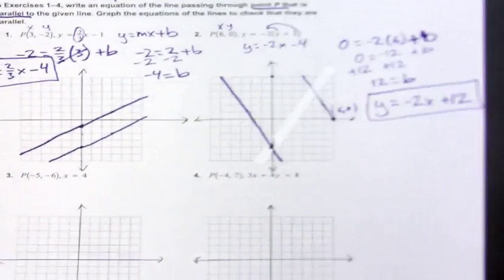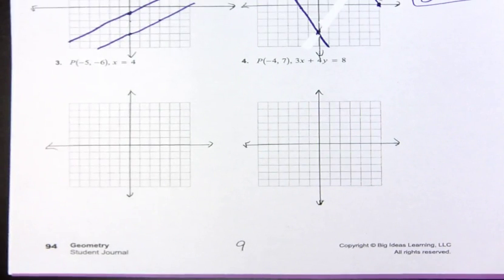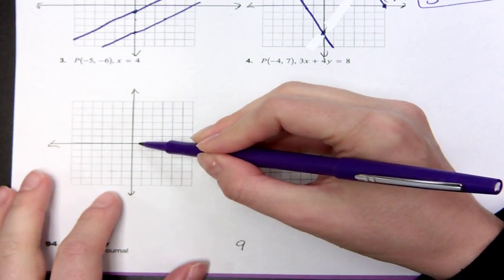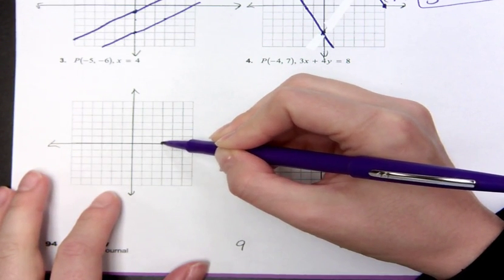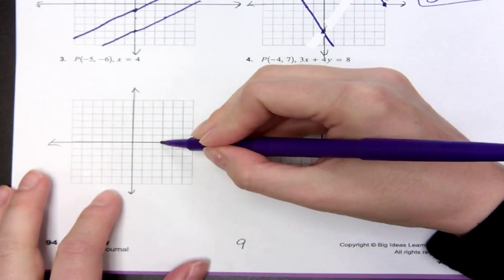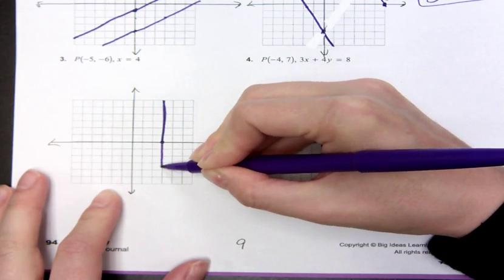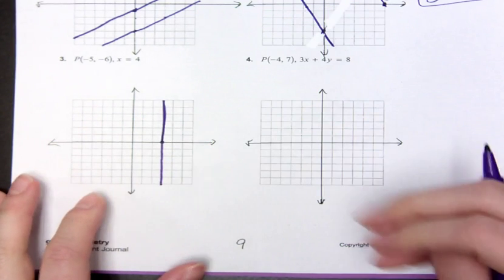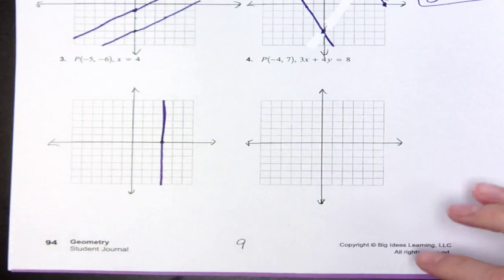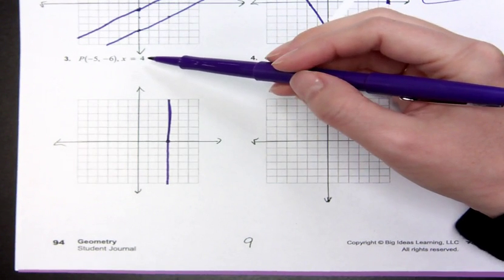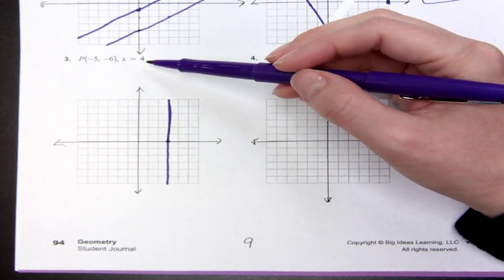Okay, so slide on down. Next one, this one just says x equals 4. If x equals 4, let's graph it first. So we put in 0 and 4, and x equals 4 is just a vertical line, correct? And so then we don't really plug the points into y equals mx plus b because it's an x equals line.